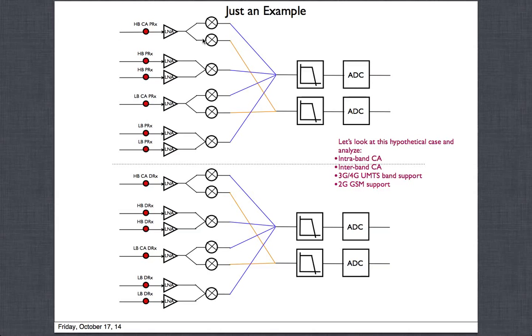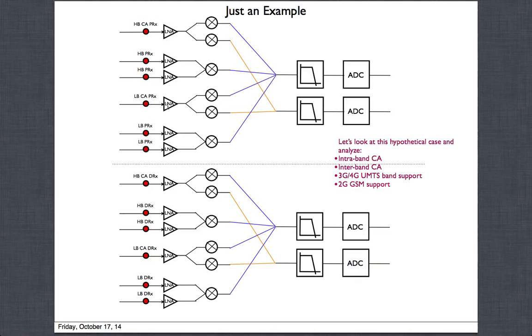So using one path you can do intraband, using 2 paths here you can do interband, and again interband doesn't need to be only high band to high band, right? It could also be high band to low band. If that is the case, then you could do, you know, any one of these the low bands. Okay, so this one is again for, if you can use any one of these low bands to do that high band to low band carrier aggregation.